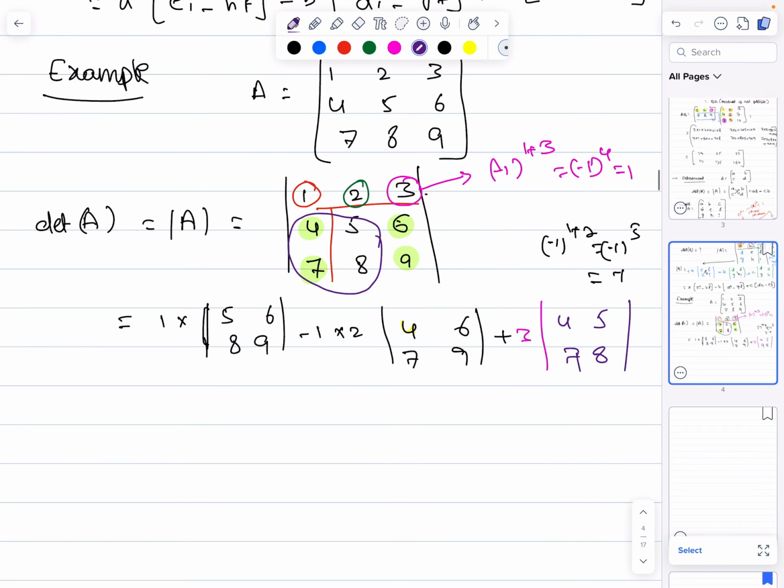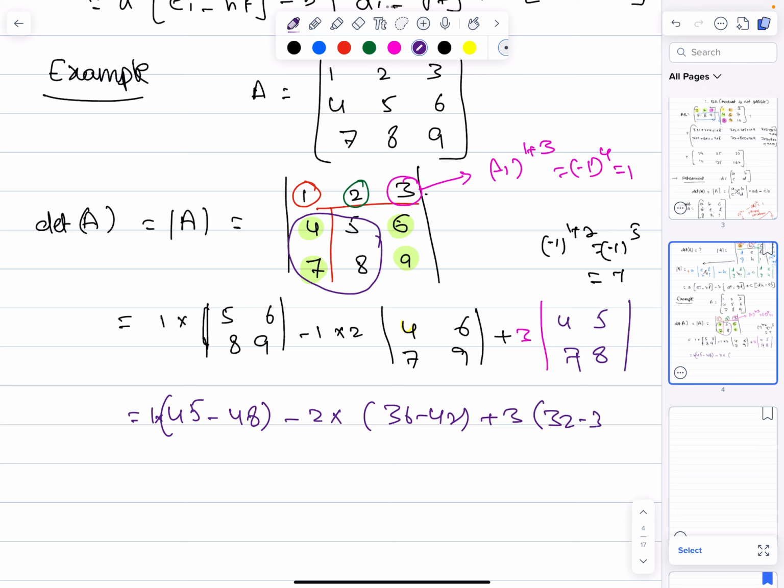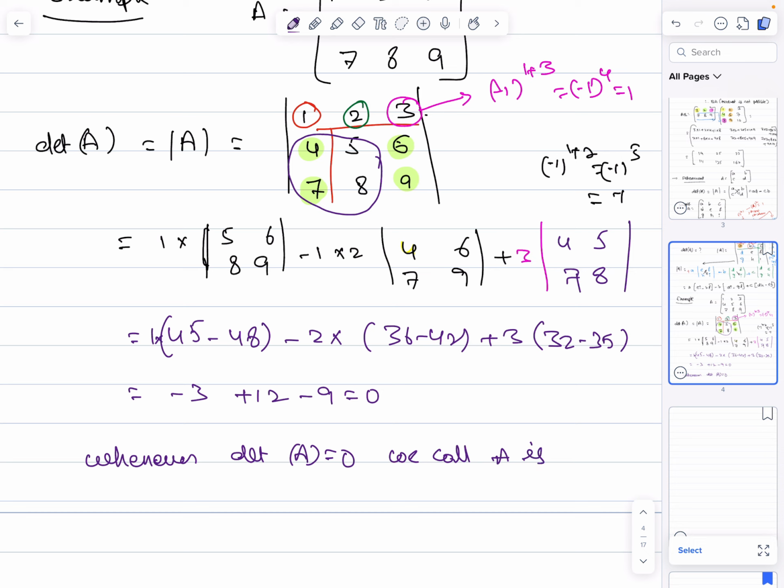Now I have to simplify. 1 times (45 minus 48), minus 2 times (36 minus 42), plus 3 times (32 minus 35), which is equal to minus 3, this is plus 12, and this is minus 9, which is 0. So A is a singular matrix. That means no inverse exists in this case.